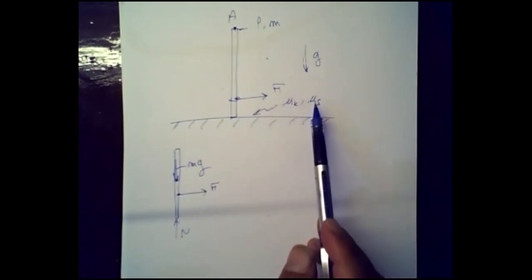Some people will directly write that the friction is equal to mu s times N. Guys, never write that the friction is equal to mu s times N. The only time you want to put the friction equal to mu s times N is when this is at the verge of sliding.